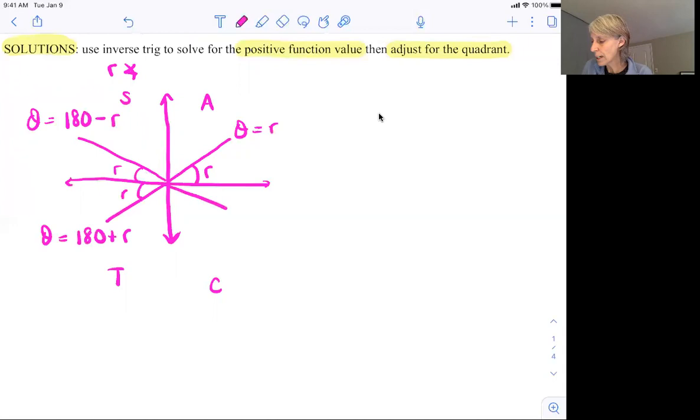And then if we want to get the value of our solution in the fourth quadrant, theta is going to equal 360 minus r. And we can do this in terms of degrees, and sometimes we're going to be asked to do it in terms of radians. So basically, if you get your answer in terms of degrees, you should be able to convert it to a radian measure if needed.